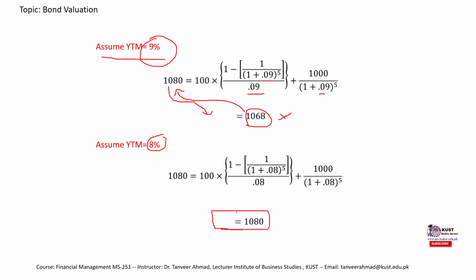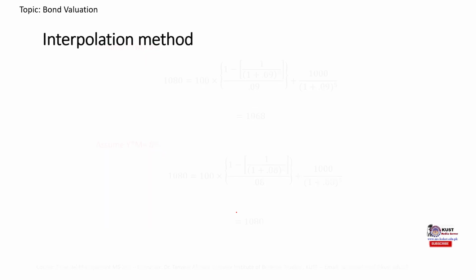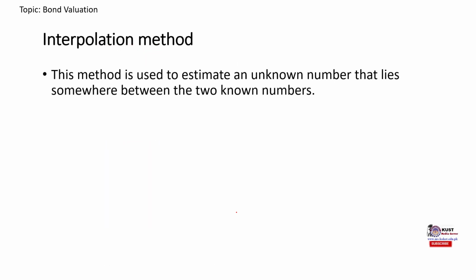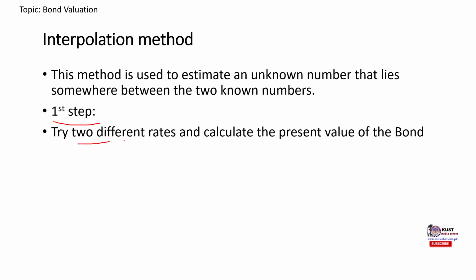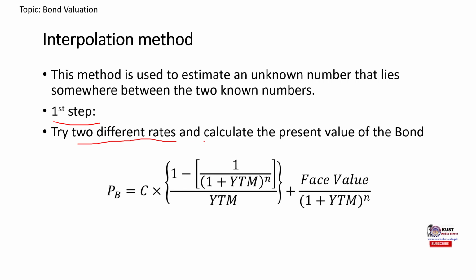Next we are going to discuss the interpolation method. I will come back to yield, current yield or bond yields in a minute, but before that I should complete this interpolation method. So how do we use the interpolation method? This is the second method. There are two steps. First we find two different rates. One rate would be greater than our actual YTM, and the other rate would be less than our actual YTM.